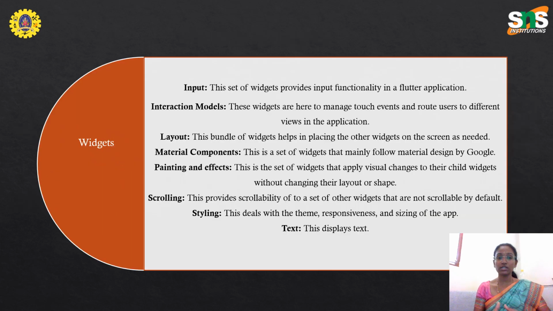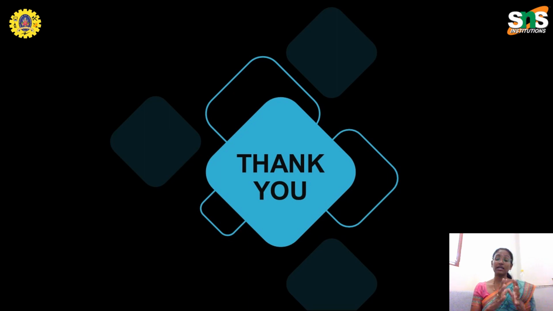Next are the other built-in widget categories: input, interaction models, layouts, material components, painting effects, scrolling, styling, and text. These are the main 14 widget categories in Flutter. Here I have given a short summary of what widgets are, why we use them, the real-time scenarios, and the categories of widgets. We will continue with Flutter in the next video. Thank you.